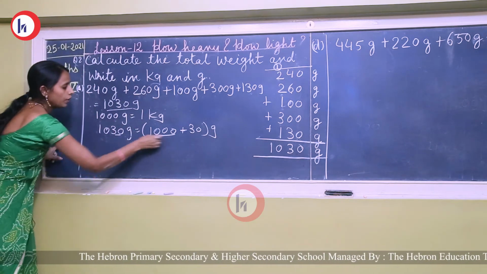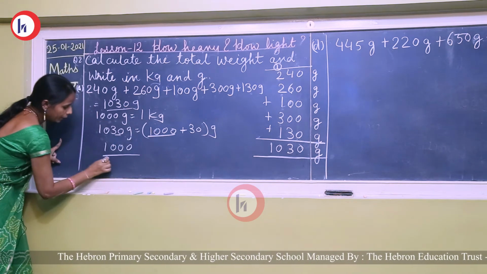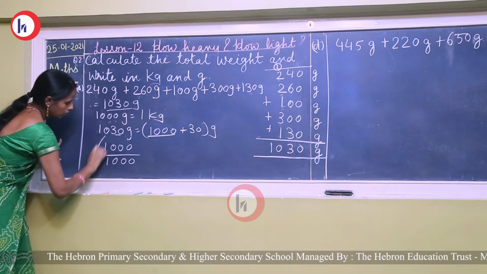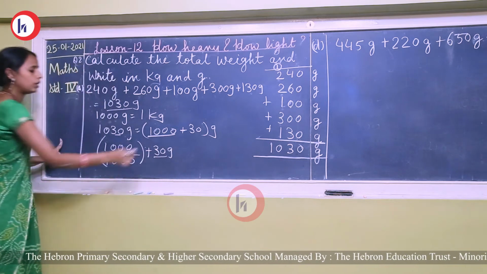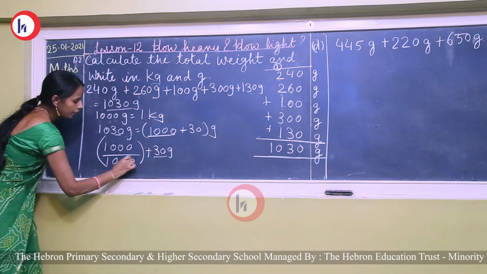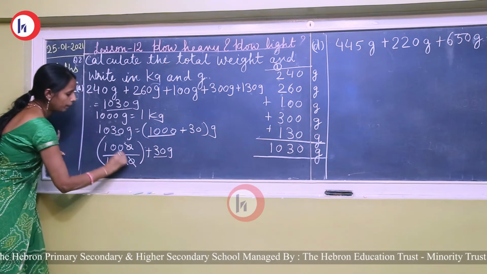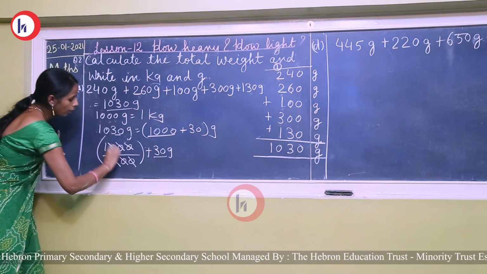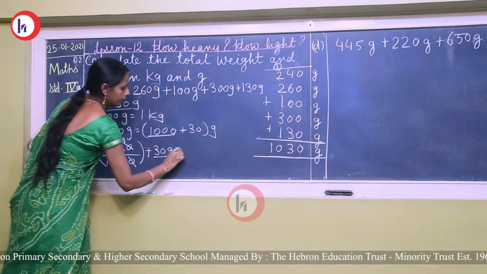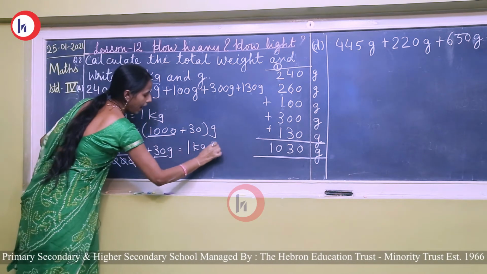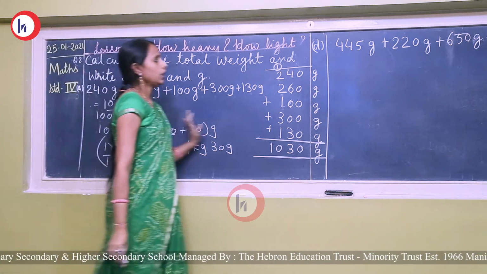Now this one will be divided by 1000. So 1000 divided by 1000. Okay, plus 30 gram, because it will not be divided. Now divide it. 0 will be cut from this one, and now this 0 will be cut from this one, this 0 will be cut from this one. So the answer is 1 kilogram and this is 30 gram. 1 kilogram and 30 gram. Okay, now see the next question.